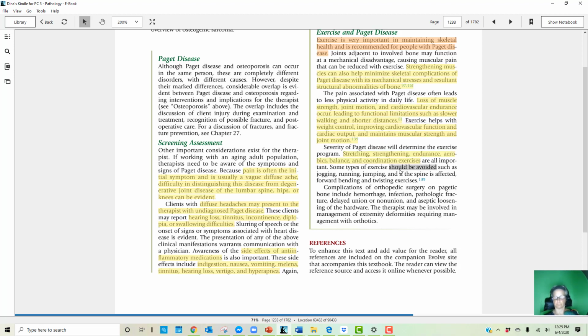and twisting exercises. Complications of orthopedic surgery on pagetic bone include hemorrhage, infection, pathologic fracture, delayed union or non-union, and aseptic loosening of the hardware. The therapist may be involved in management of extremity deformities requiring management with orthotics. Goodman, Catherine C. Pathology.